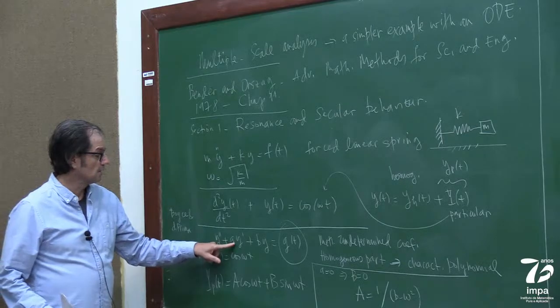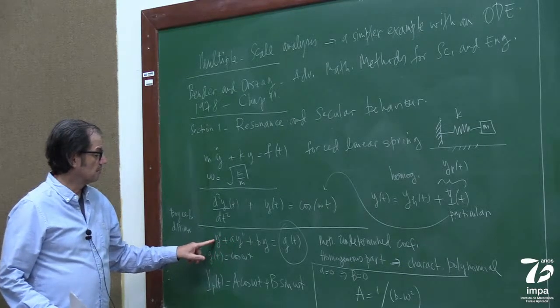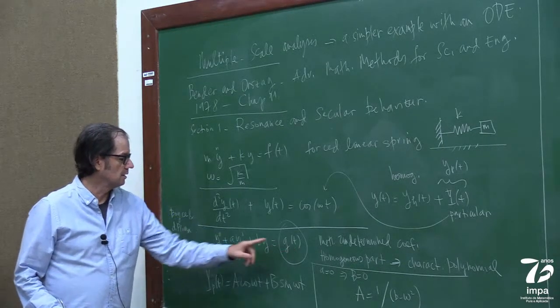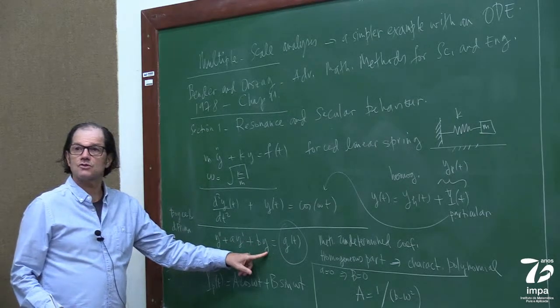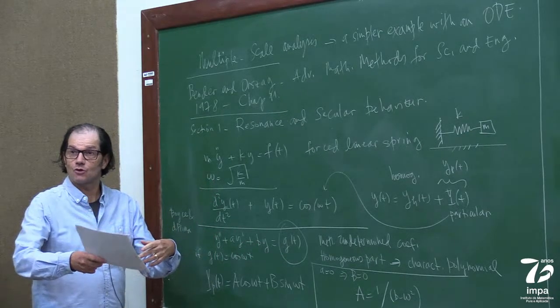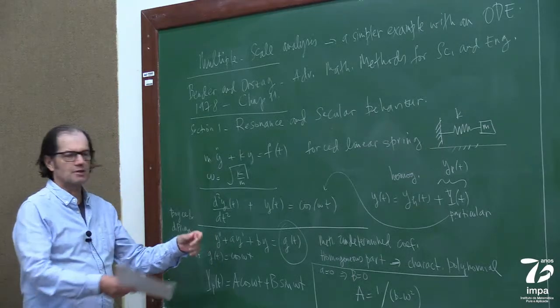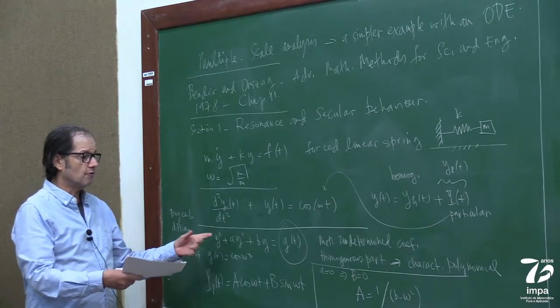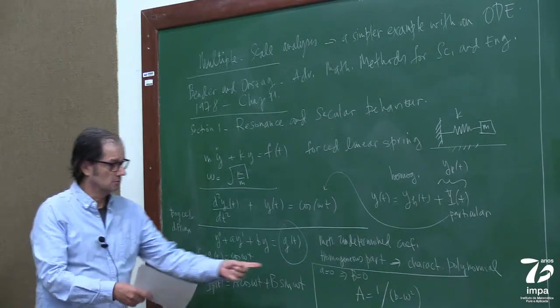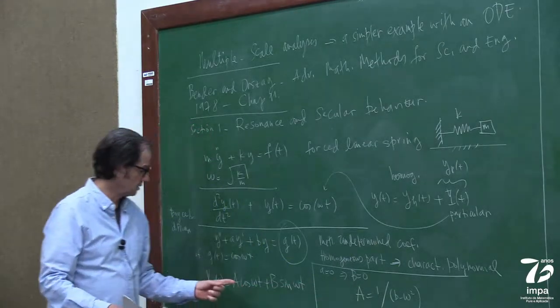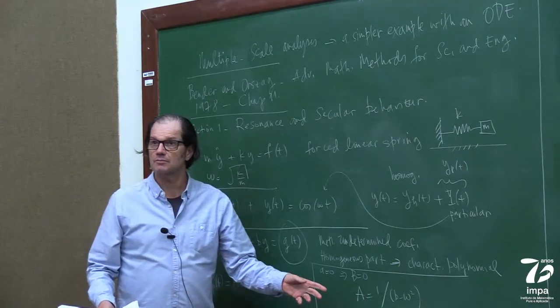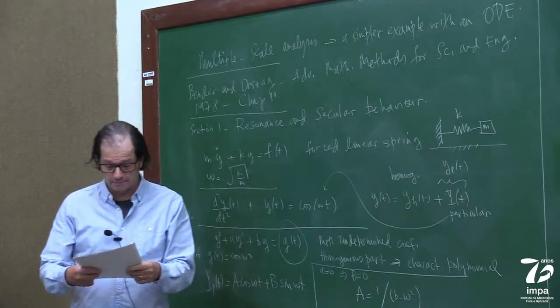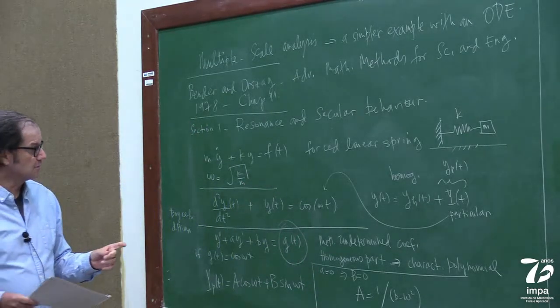okay? Therefore, if this is a cosine, and this is a cosine, this is a cosine, we're going to be able to cancel out the cosines, right? With the proper signs, right? And therefore, we're going to get an expression for A, which is this. Okay, so this A is this guy. Very simple.